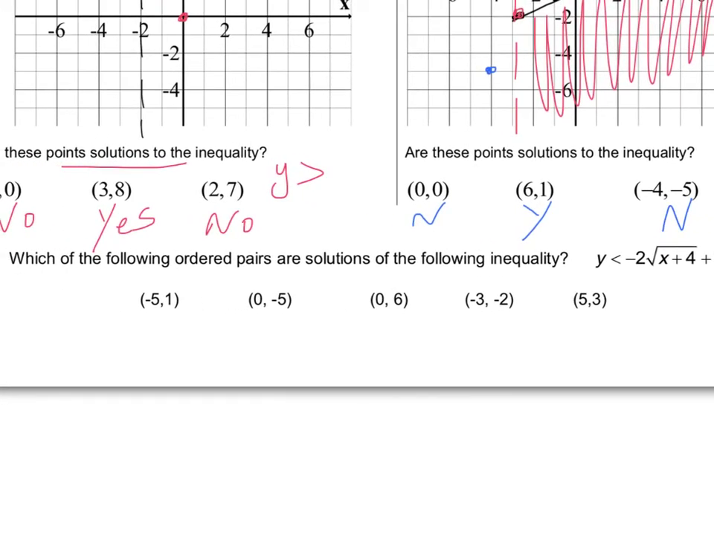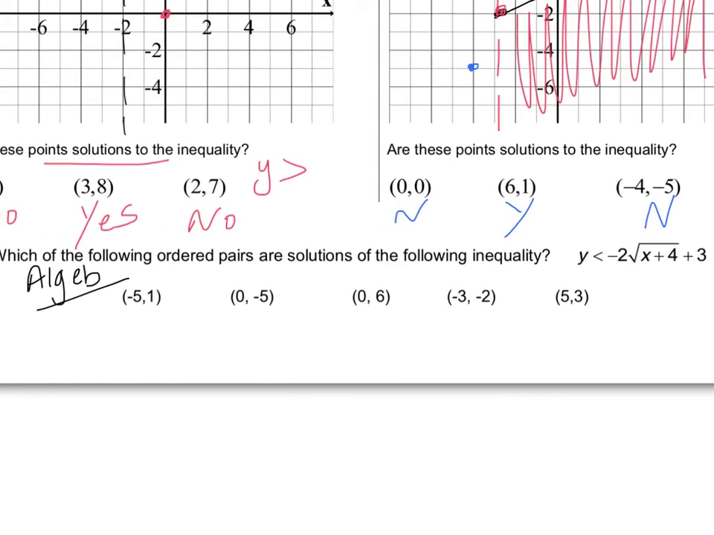Now this, you have to do it algebraically. Now to do something like this algebraically, it means you have to plug it in and see if it makes sense. So let's try it. I'm going to try the first one over here. So y = -2 square root of x plus 4, plus 3 on the outside. The x in this case is -5. So you plug in -5 for x, and you solve it. Whoops, you have a negative under the radical, and that is impossible. So the first one is a no-no.